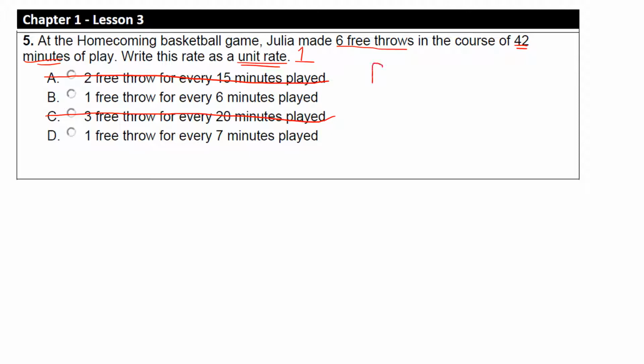So we're comparing free throws to minutes. And we have 6 to 42. Now, based on our choices, we're going to change the free throws to 1. So how do I get from 6 to 1? I divide by 6. 42 divided by 6 equals 7. So she's making 1 throw every 7 minutes played, which is answer choice D.